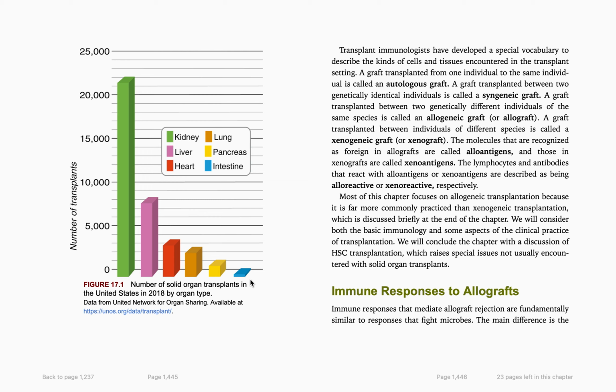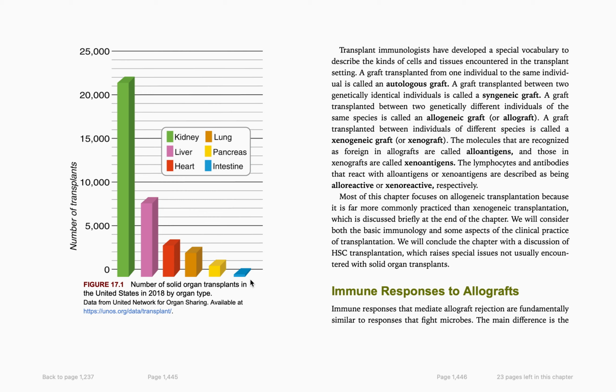A graft transplanted between individuals of different species is called a xenogeneic graft or xenograft. The molecules that are recognized as foreign in an allograft are called alloantigens, and those in a xenograft are called xenoantigens. The lymphocytes and antibodies that react with alloantigens or xenoantigens are described as being alloreactive or xenoreactive, respectively.